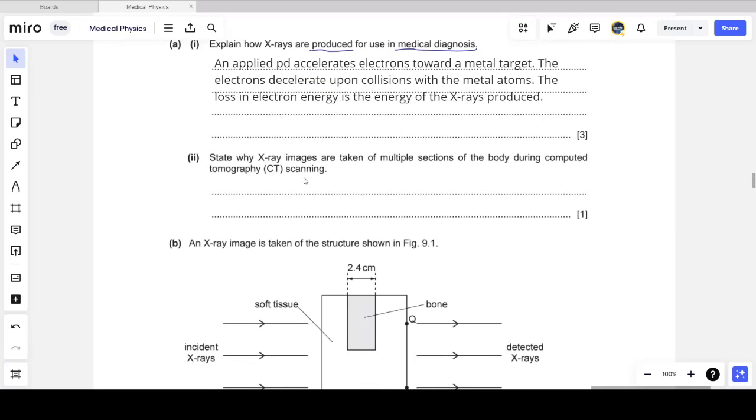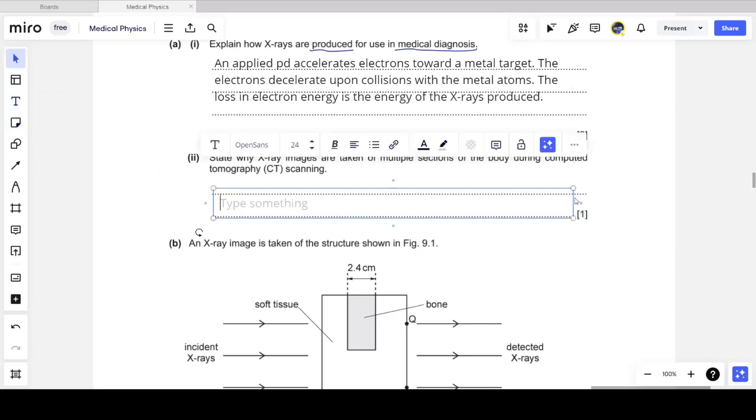Next, we are told to state why X-ray images are taken of multiple sections of the body during computed tomography or CT scanning, also known as CAT scanning. So why is it that we use multiple sections of the body when we're doing CT scanning? A CT scan is basically just a compilation of X-ray images. So what we do is we take images of multiple sections and then we combine them. So images of multiple sections are combined.